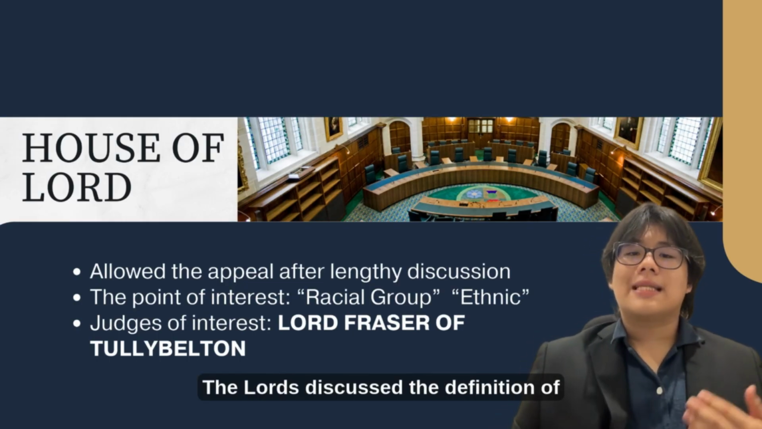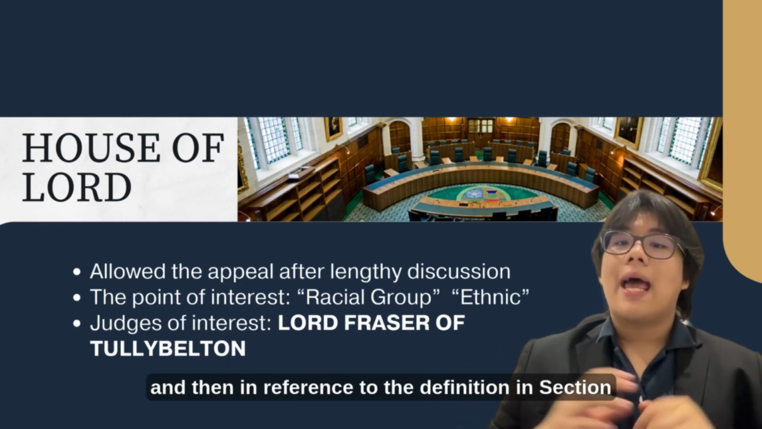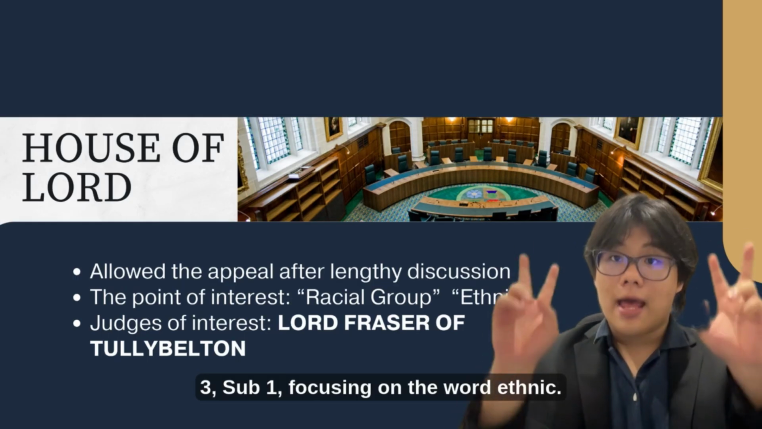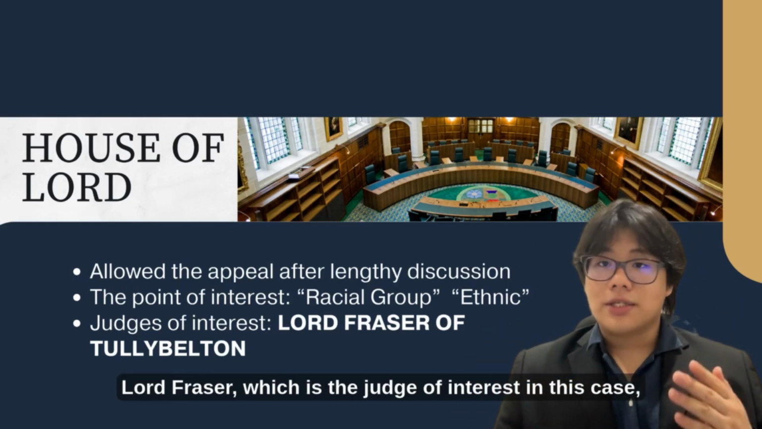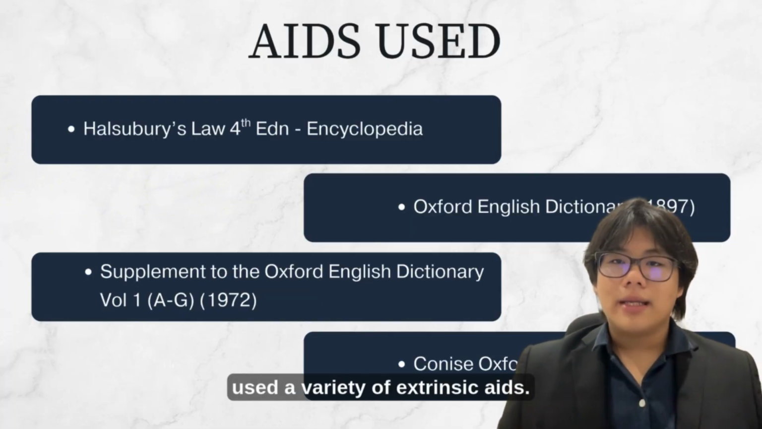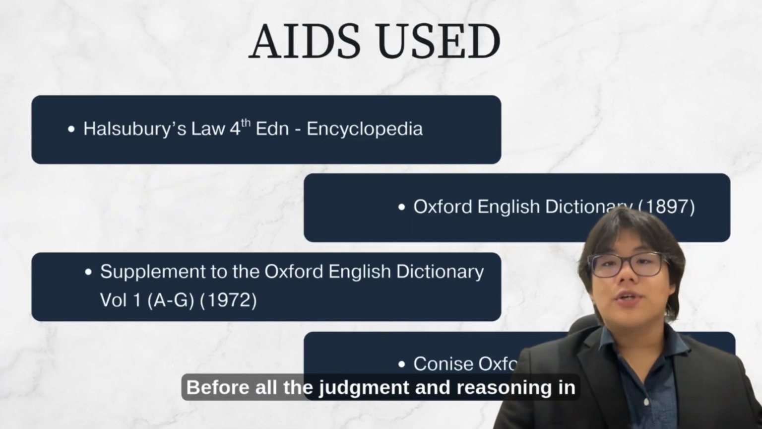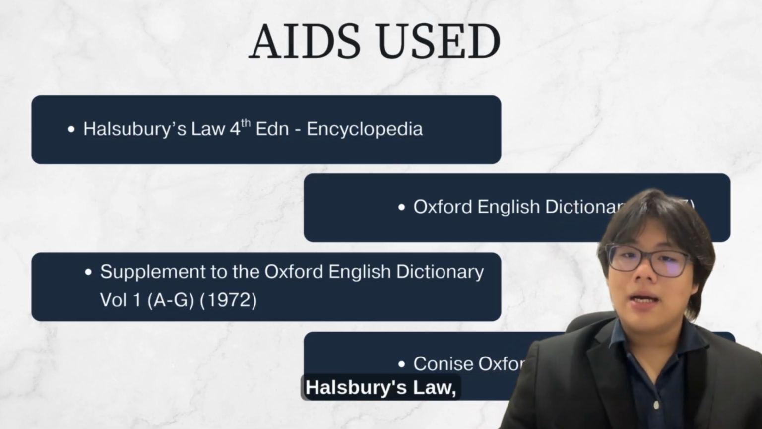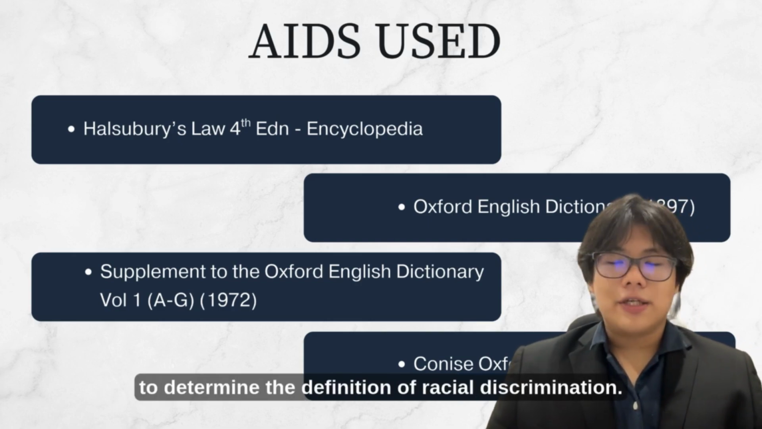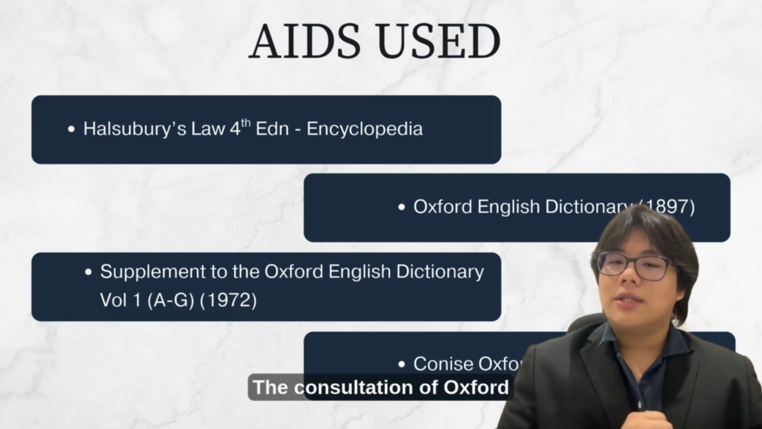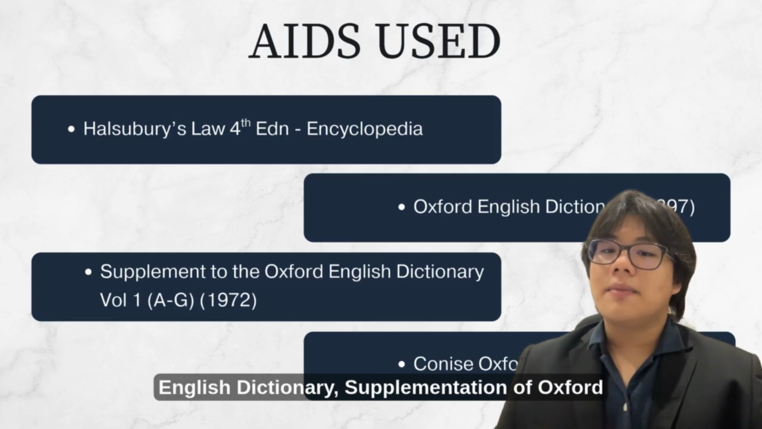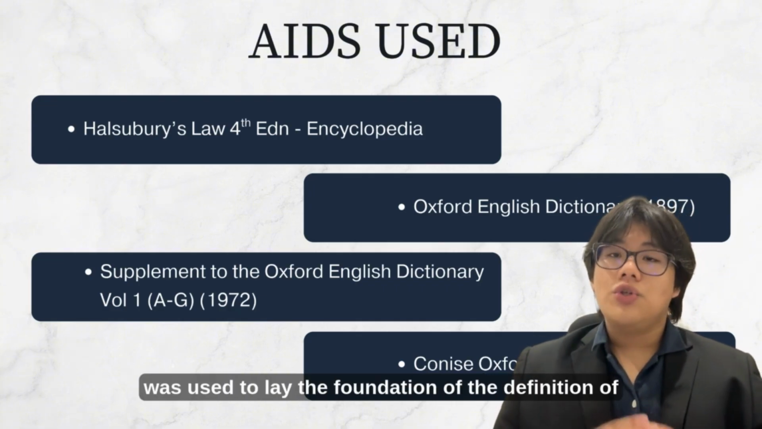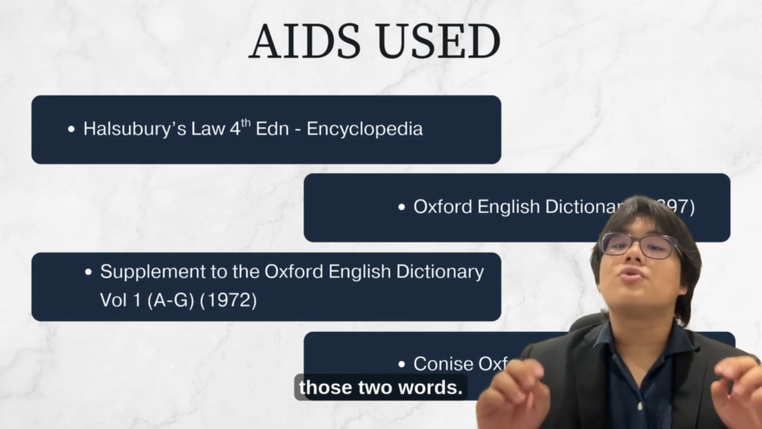The Lords discussed the definition of the term racial group, and then in reference to the definition in Section 3 Sub 1, focusing on the word ethnic. Lord Fraser, which is the judge of interest in this case, used a variety of extrinsic aids. Before all the judgment and reasoning in the report, there was a usage of an encyclopedia, Halsbury's Laws, to determine the definition of racial discrimination. The Oxford English Dictionary, Supplement to the English Dictionary Volume 1, and Concise Oxford Dictionary were used to lay the foundation of the definition of those two words.